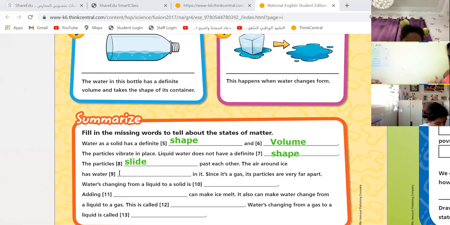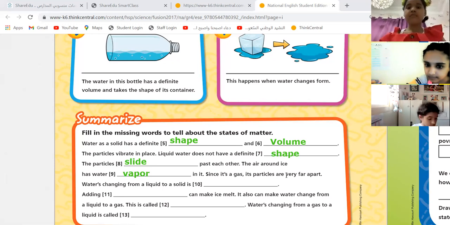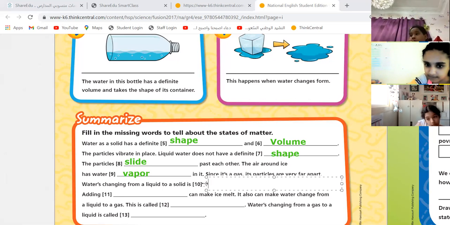Number nine. The air around ice. Ice has water vapor. Excellent, vapor. Maria, water changing form from a liquid to a solid is? Number 10. Freezing. Freezing, excellent.